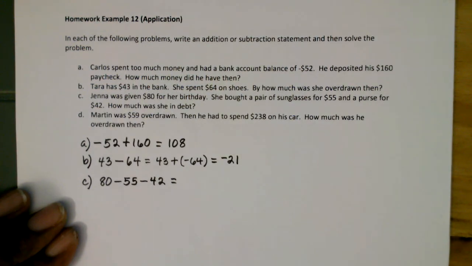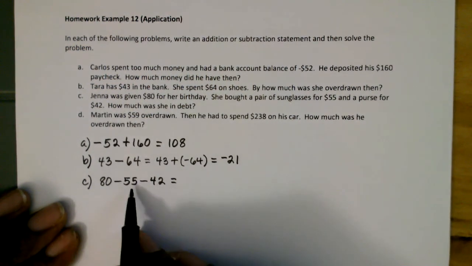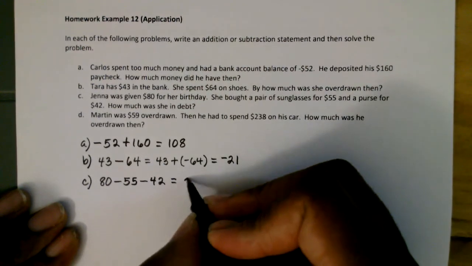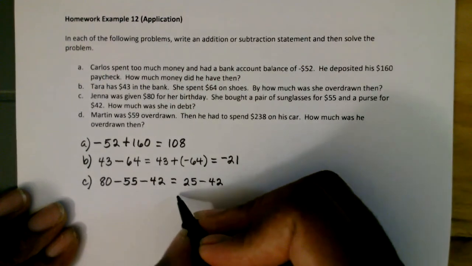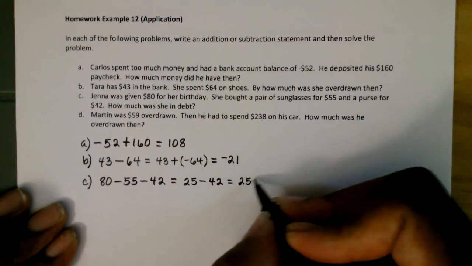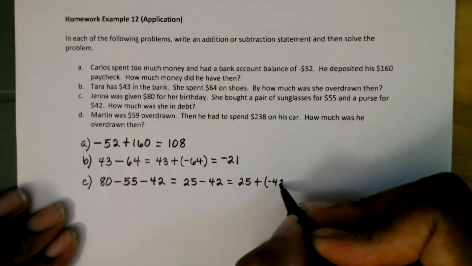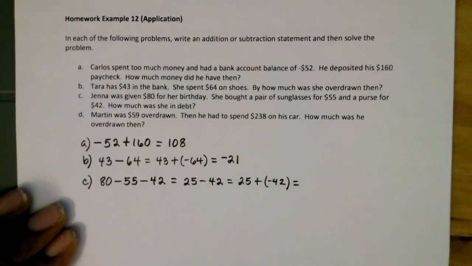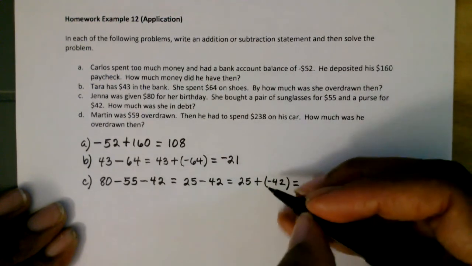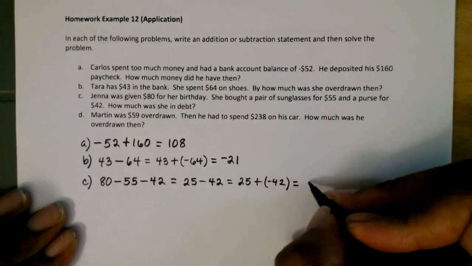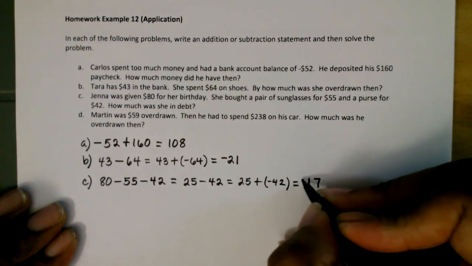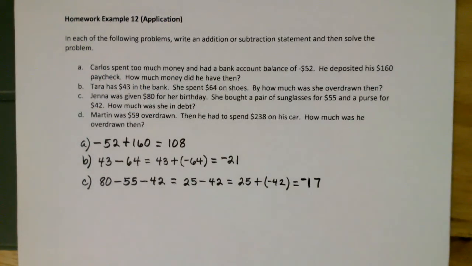Now, let's find out how much she was in debt. 80 minus 55, if we subtract that, that would be 25. So it'll be 25 minus 42. That's the same as saying 25 plus the opposite of 42, which is negative 42. Adding two integers with different signs, subtract 25 from 42, you'll get 17. The 42 is negative because it's the larger of the two absolute values, so the answer has to be negative. So in other words, she is $17 in debt.